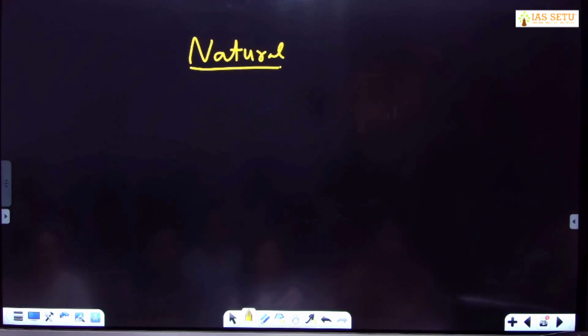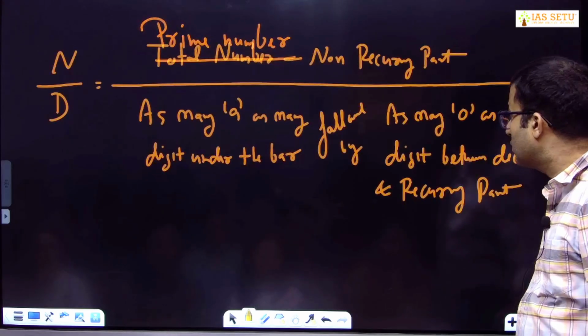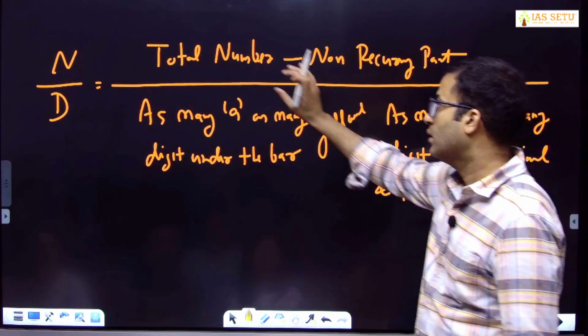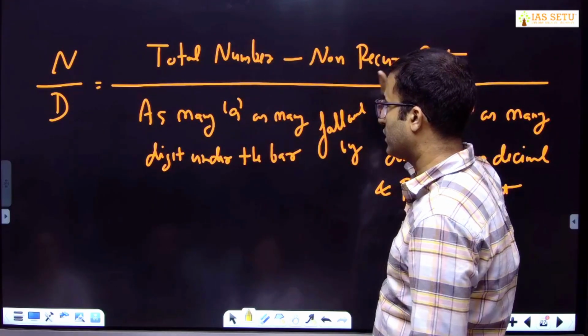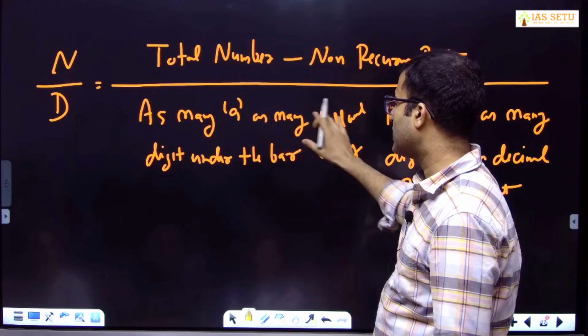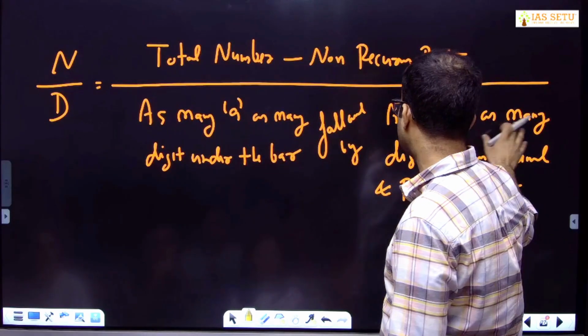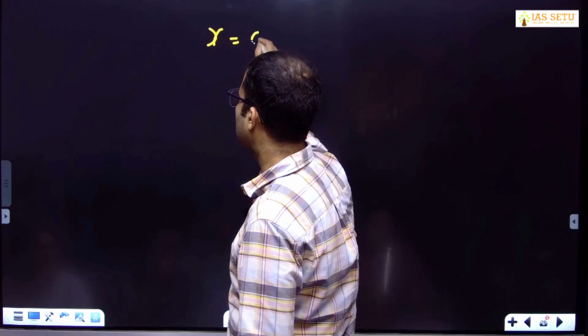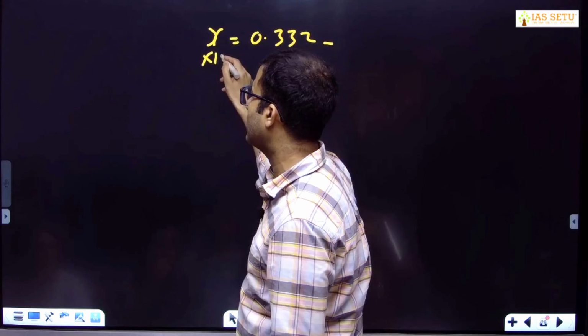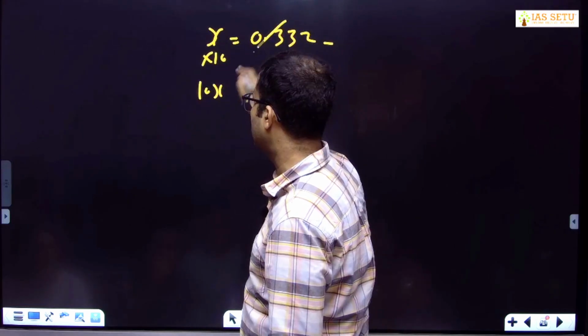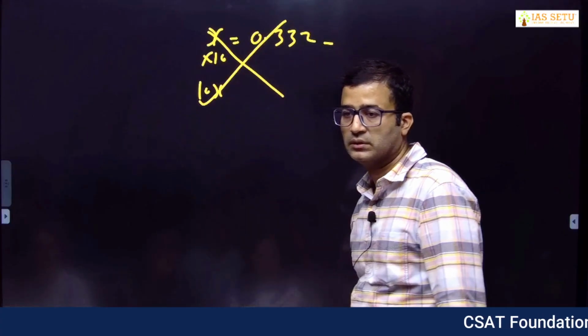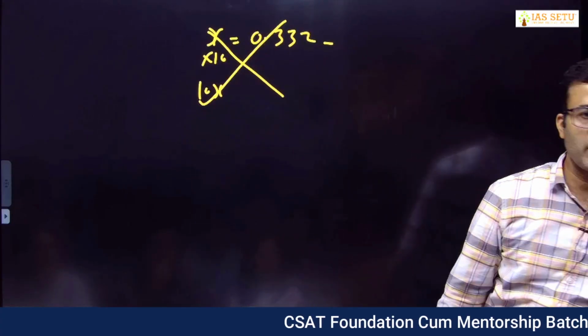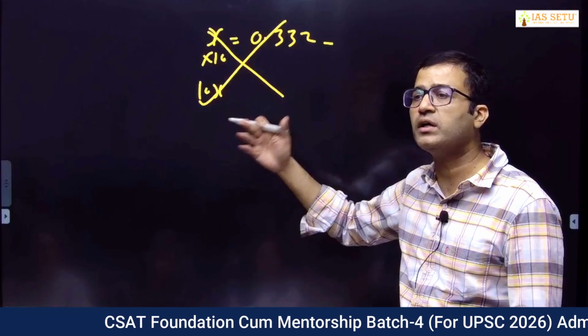अच्छा एक मिनट, ऑनलाइन स्टूडेंट अजय का है, सर प्लीज रिपीट द इक्वेशन वंस अगेन. कौन सी इक्वेशन? ये इक्वेशन, ये शॉर्ट ट्रिक है. Your numerator is total number minus non-recurring part, as many 9 as many digits under the bar followed by as many 0 as many digits between decimal part. अगर आप डेफिनेशन से कह रहे हो, जो स्टार्टिंग में मैंने बताया था, 0.333 multiply with 10, 10x. If you have not understood, don't worry, इसको तो समझना भी नहीं था. If any one of you has not understood this part, not required.